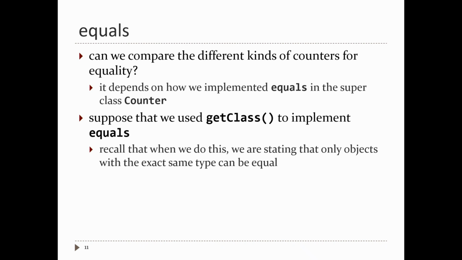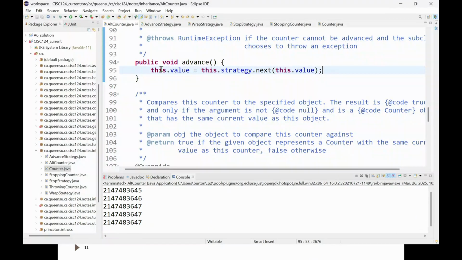What happens if you want to compare counters for equality? Remember in our counter class, we implemented equals. Equals for a counter returns true if the 2 counters have the same value. Now that we have a hierarchy of classes, does equals still work correctly? And the answer is currently no. So where's our counter class?